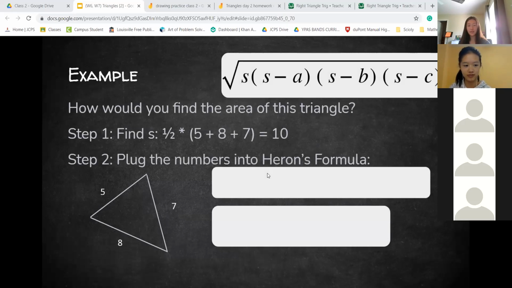So we're just gonna go over this example. You don't have to solve it, you can just follow along. So for this one, the only thing we know about this triangle is the side lengths, right? So that's when Heron's formula is really useful. So first we need to find S, the semi-perimeter, right?